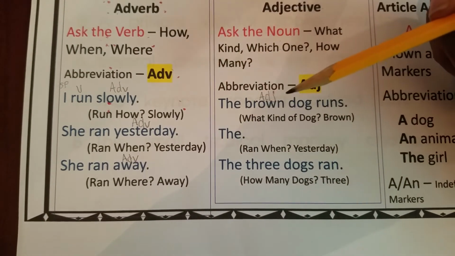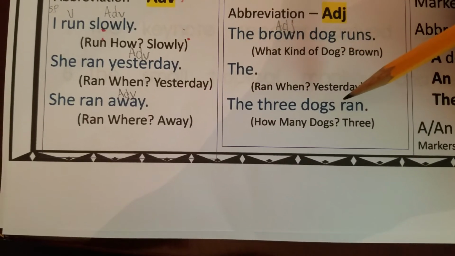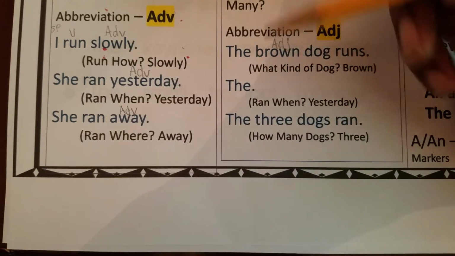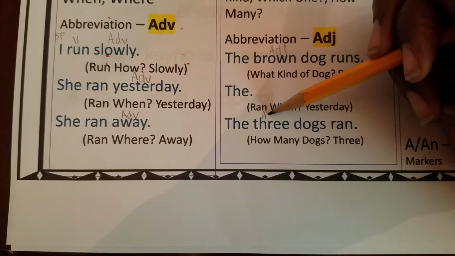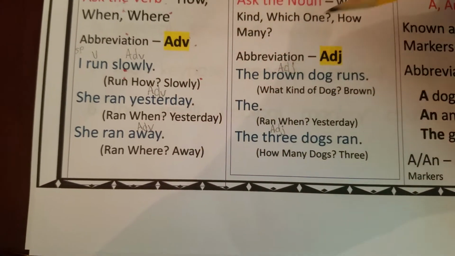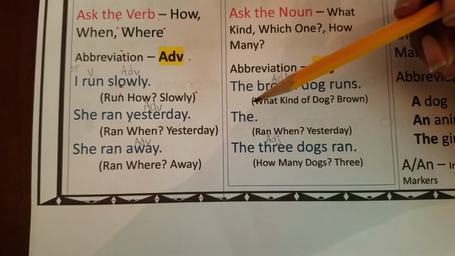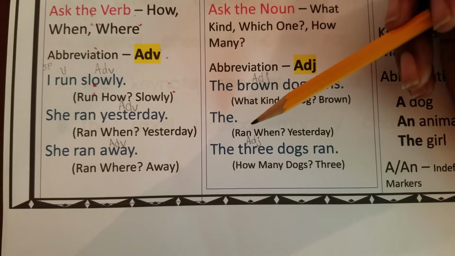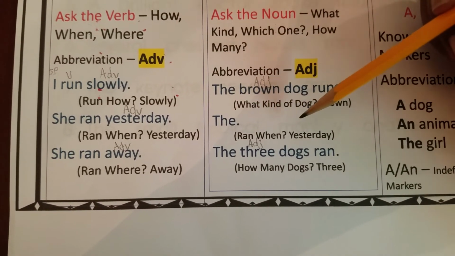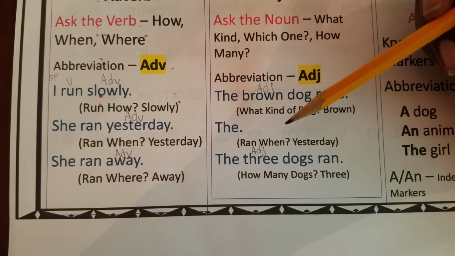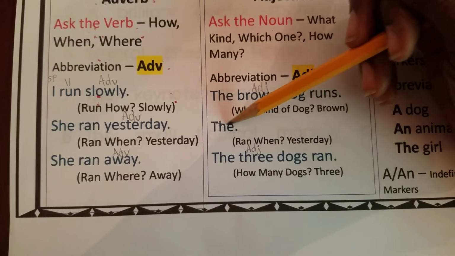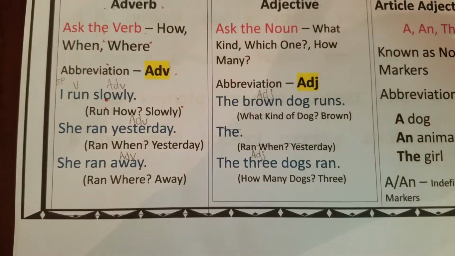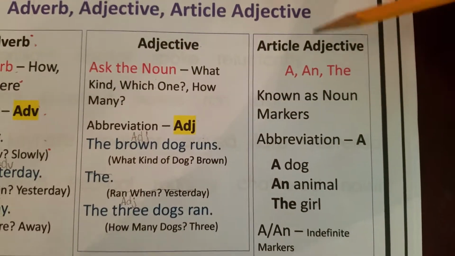Our next sentence, "The dogs ran." How many dogs ran? 3. ADJ, adjective. I think this is supposed to say, "The girl ran yesterday." And then the question would be, ran when? Yesterday, ADJ. I'm sorry, no, that's part of the adverb. Please ignore that. That's part of my adverb example that I had over here. Didn't take it off. Okay, on to the next.